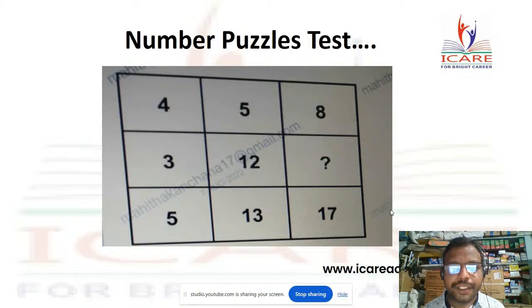Next, a 3 by 3 grid. 4, 3, 5, 5, 12, 13, 8, question mark, 17. The major problem in cracking the Infosys exam is not only the subject, but you have to use your common sense. Sometimes they give fewer questions and more time. There are more chances to get the answers by using the traditional method or shortcut method.